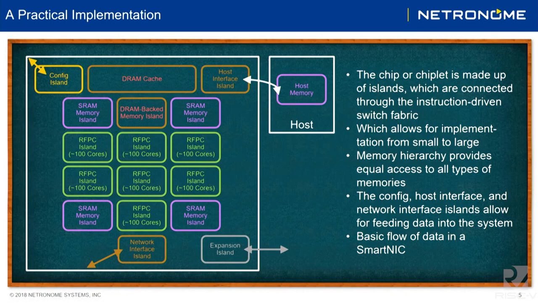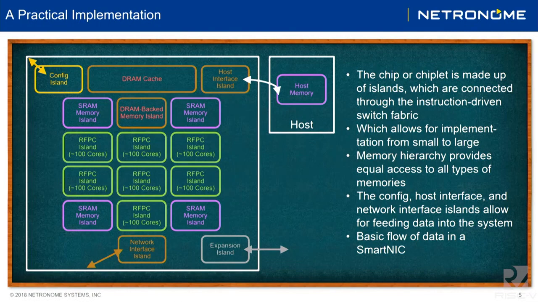The second level is the memories. What we're showing at this level is two types: direct access memory, which is SRAM based, and cache-backed memory, which can be either DRAM-backed cache or host memory-backed cache. And then, of course, islands and islands of RISC-V processors.